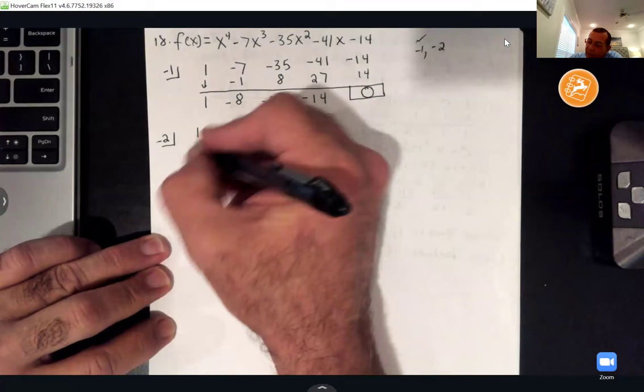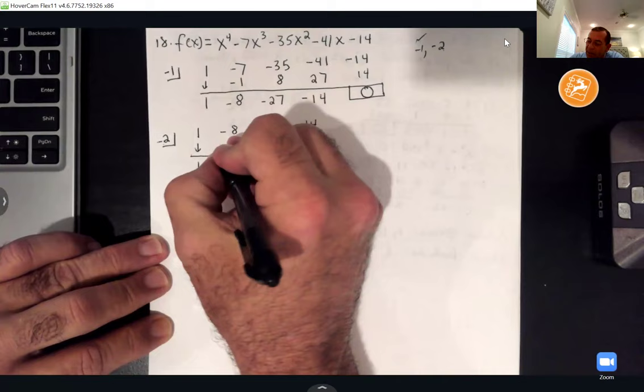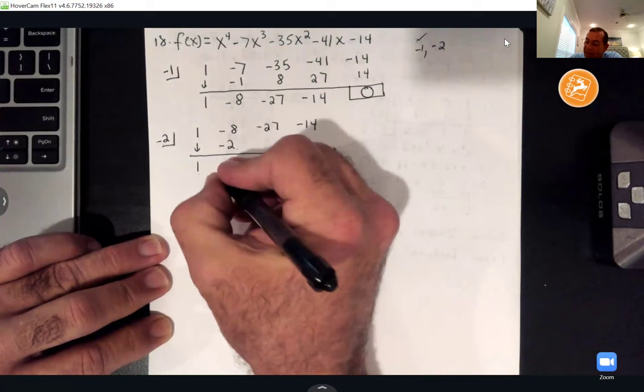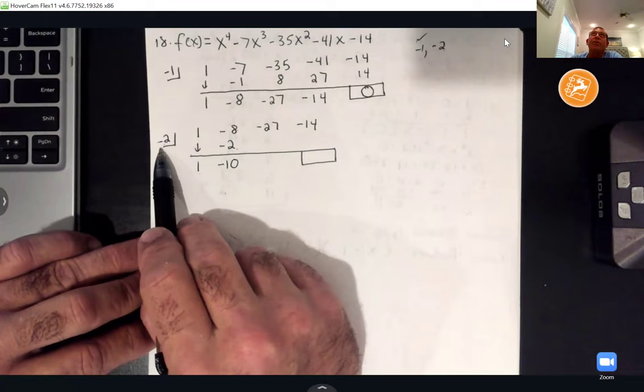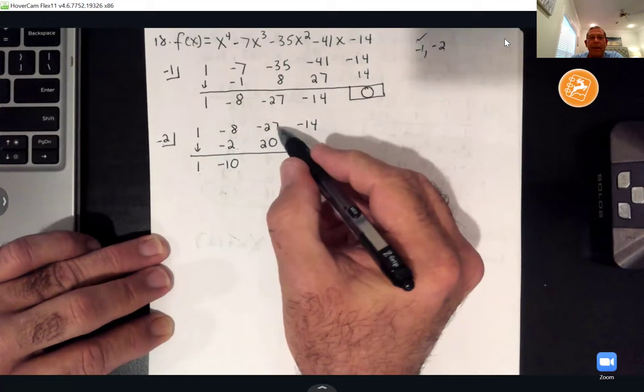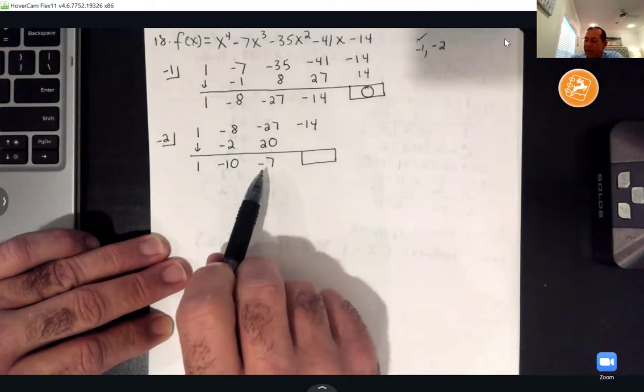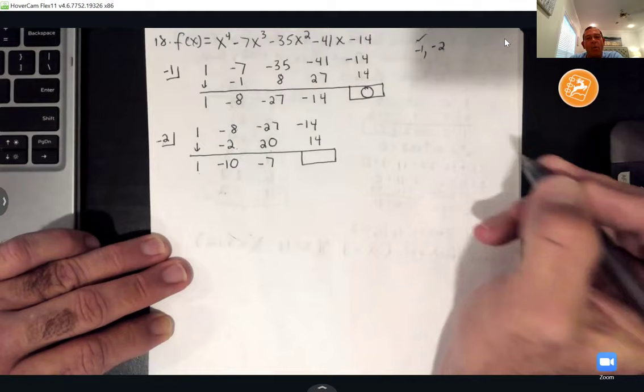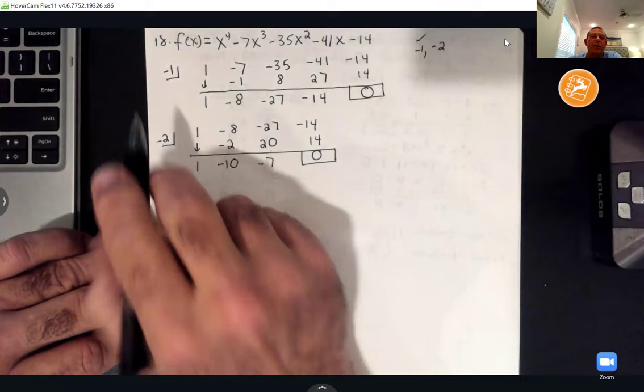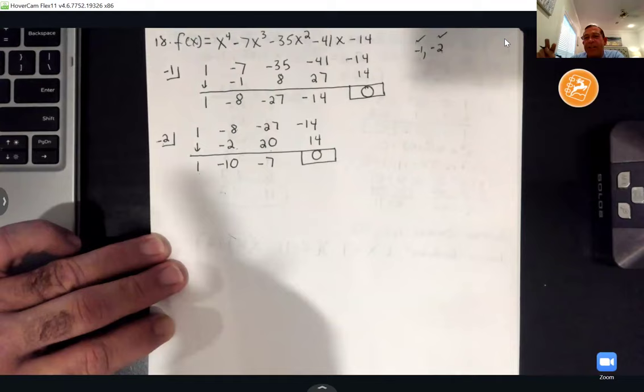So y'all bring the 1 down. 1 times negative 2 is negative 2. Negative 8, negative 2, give me a negative 10. Negative 10 times negative 2 is what, a positive 20. Negative 27 and 20 give me negative 7. And then finally, negative 7 times negative 2 is what I needed, a positive 14, which gives me a zero remainder. So negative 1 and negative 2 are both rational zeros.